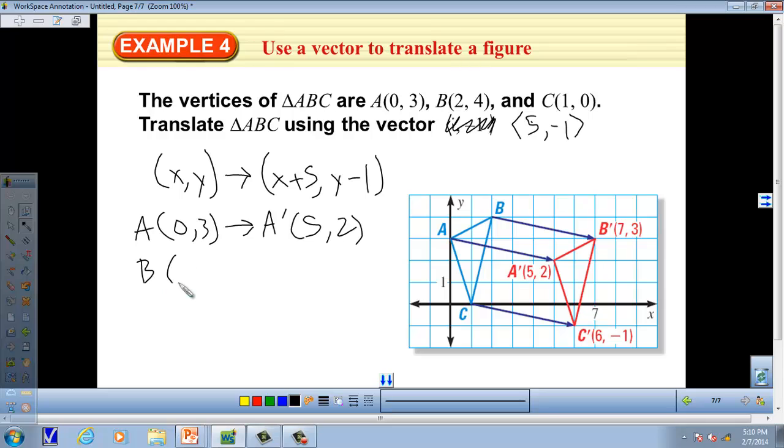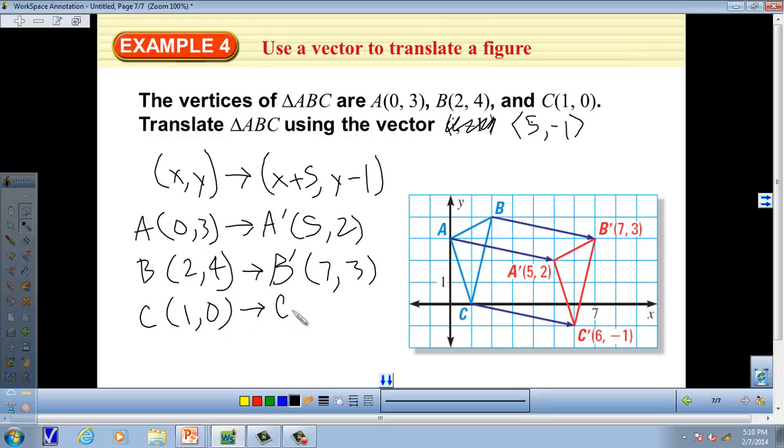B, which is at (2, 4), becomes B prime. So it would be 2 plus 5, which is 7, and 4 minus 1, which is 3. And finally C, which is at (1, 0), would become C prime. 1 plus 5 gives me 6, and 0 minus 1 is -1. And if you notice, these 3 points happen to be these red points here. Okay?